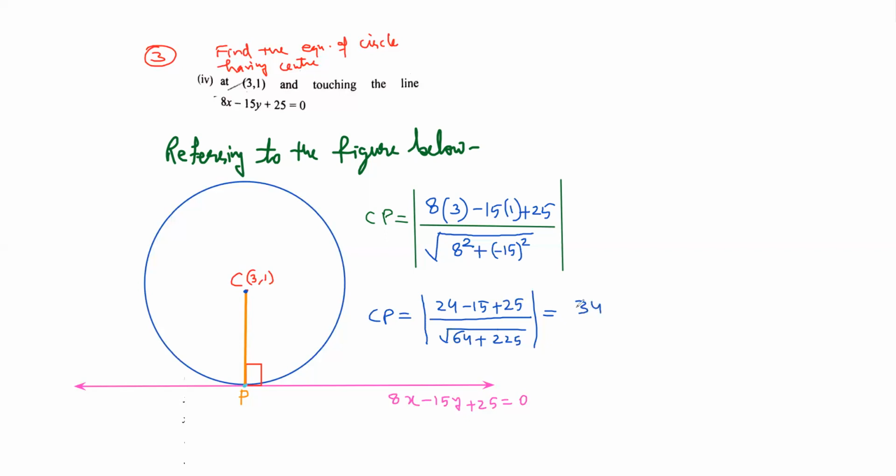This is 34 rather. 25 minus 15 is 10, 10 plus 24, 34. Divide by square root of 289. That is equal to 34 divided by 17, that is equal to mod of 2, which is 2. So what is CP? CP is 2. If CP is 2, therefore radius is 2. Now you got the radius of the circle.